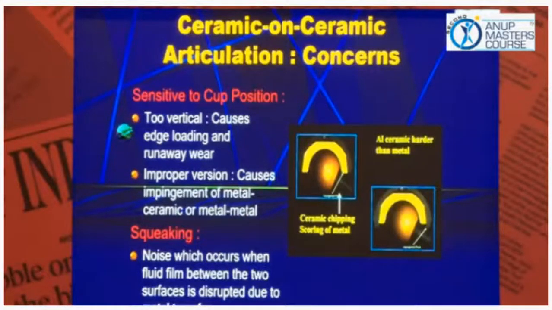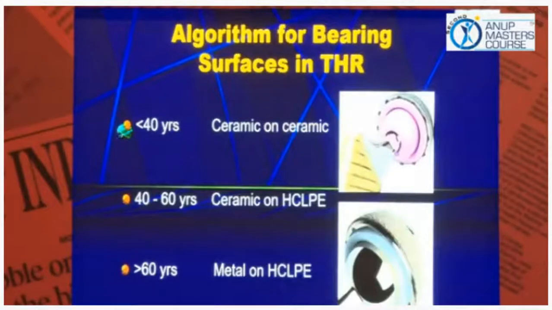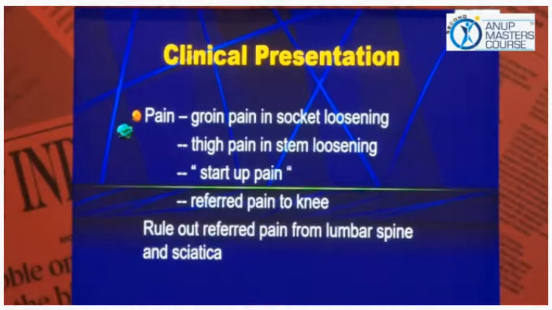Otherwise you get what is called impingement from the edge of the ceramic, and this can cause metal transfer, runaway wear, and squeaking and other complications. So if you are to look at a brief algorithm, then in the young patient, ceramic on ceramic; in the middle-aged patient, ceramic on highly cross-linked poly; and in the elderly patient, metal on poly can still be used.